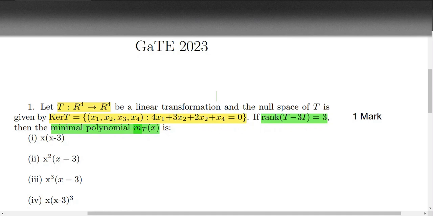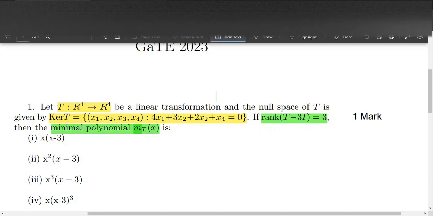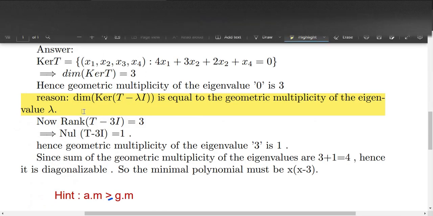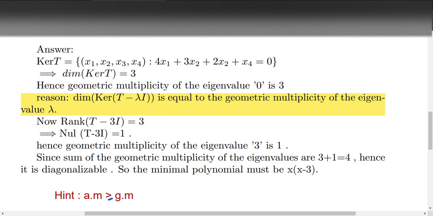So since the question is of 1 mark, we will do it quickly. Okay, let's see a result. The dimension of kernel of T minus lambda I is equal to the geometric multiplicity of the eigenvalue lambda. Okay, so we are given that the kernel of T is given by the equation this one. Okay, so there is only one equation and there are 4 variables, so there are 3 free variables, right? So that means the dimension of ker T is given by those free variables, and there are 3 free variables, so dimension of ker T is 3.